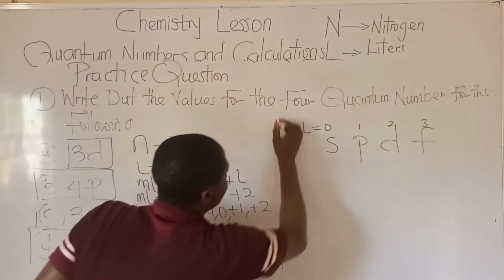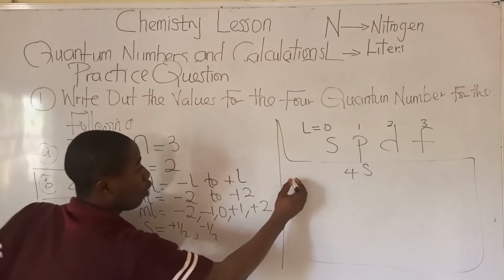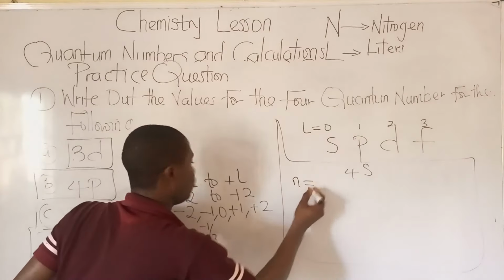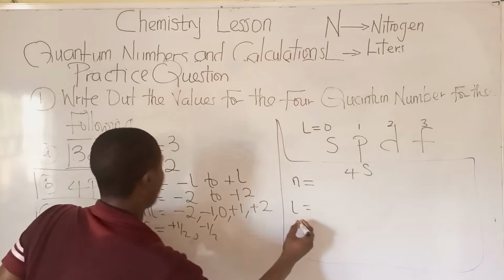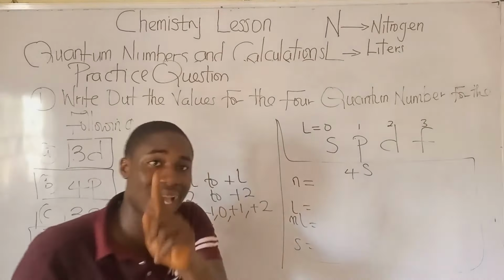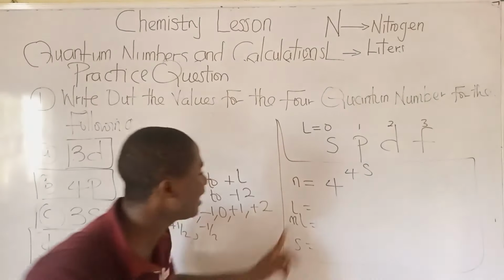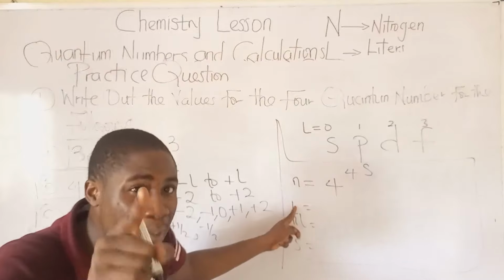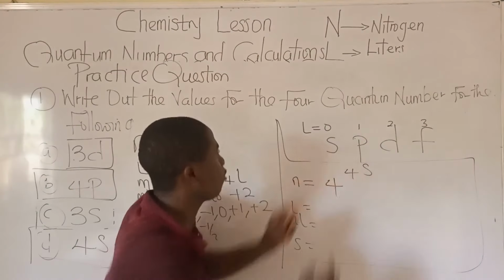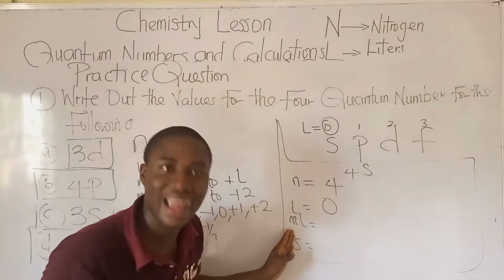So for the 4s orbital, what is the n value, what is the l value, and what is the ml value, and lastly, what is the s value? What's our n value? Remember I said the n value is gotten from the number standing with the orbital, and that number is 4. And what becomes our l value? Remember, our l value for the s orbital was the number 0.